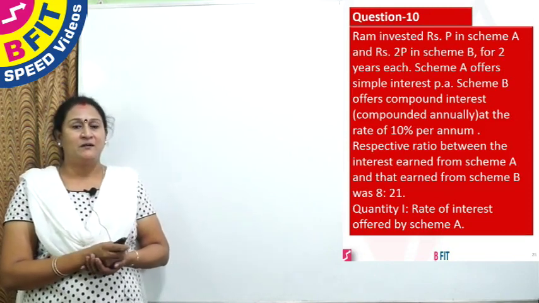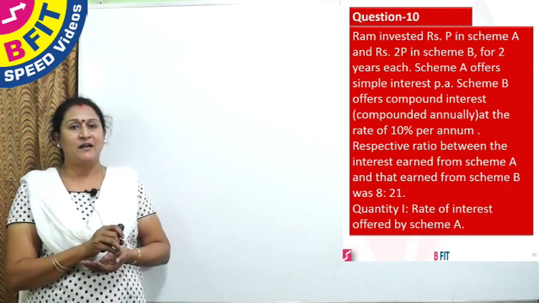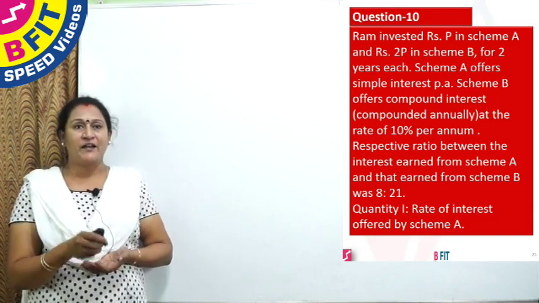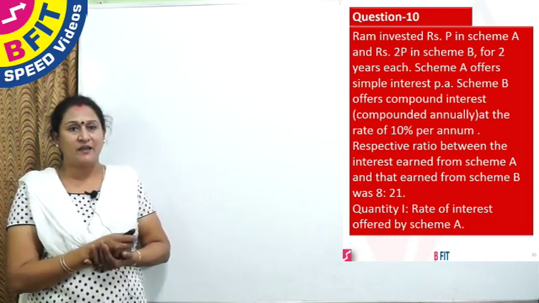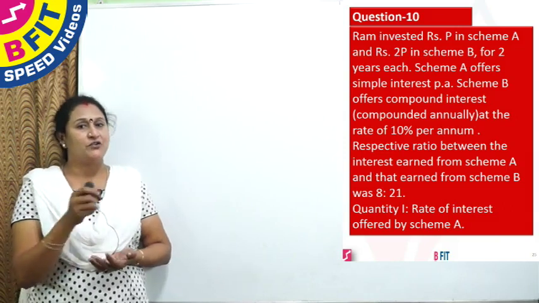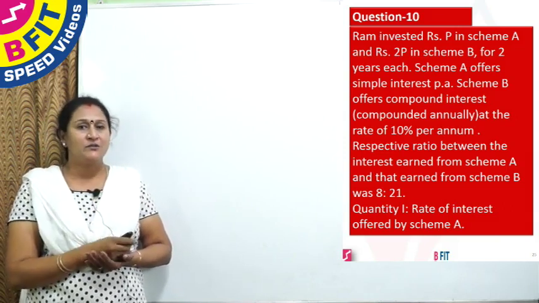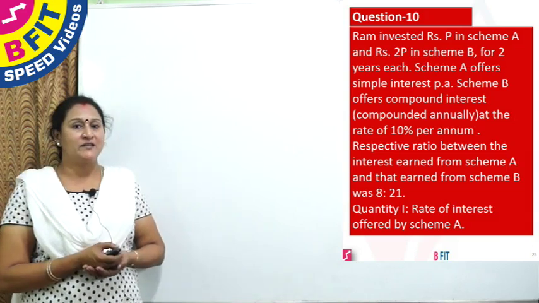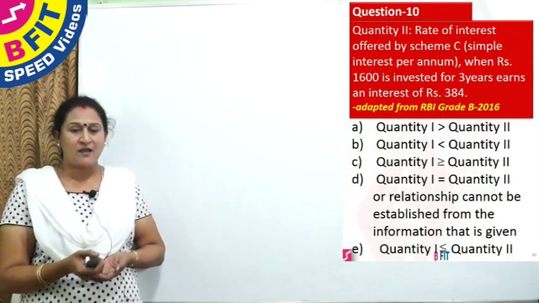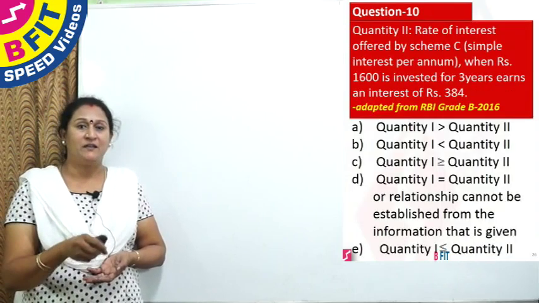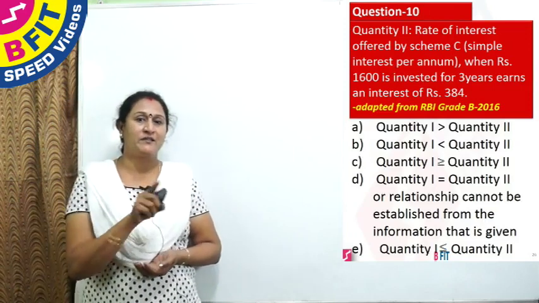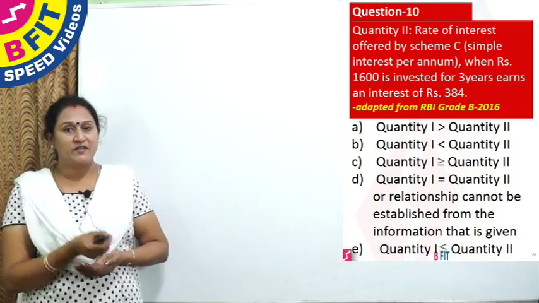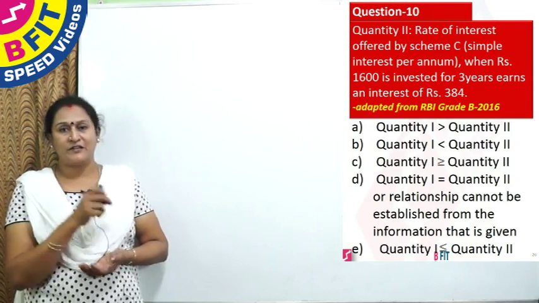Ram invests P and 2P in scheme A and scheme B, and the rate of interest for scheme B is given. We have to find the rate of interest for scheme A, where they have given the ratio of interest of scheme A and scheme B. So using that ratio we can find scheme A. And the question is a comparison between the rate of interest for scheme A and the rate of interest for scheme C. So be careful, don't compare the scheme A and scheme B rates of interest. We have to find the rate of interest for scheme C, where we have been given a different set of data.